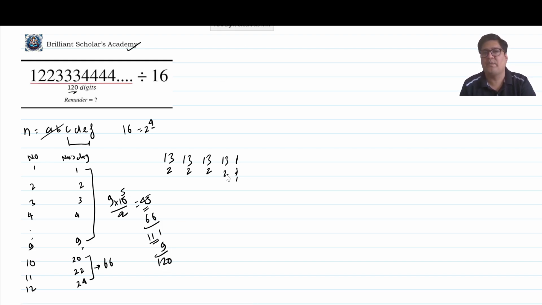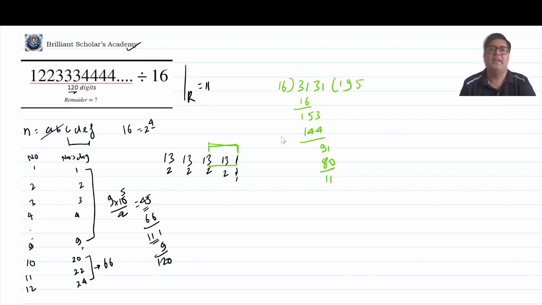What are the last 4 digits? 3, 1, 3, 1. These are the last 4 digits from here till here. So basically I'm supposed to divide 3131 by 16 and get my remainder. 1 times it is 16, 153, 9 times it is 144, 91, 5 times it is 80. So your answer should be 11. The remainder for this entire question is 11.